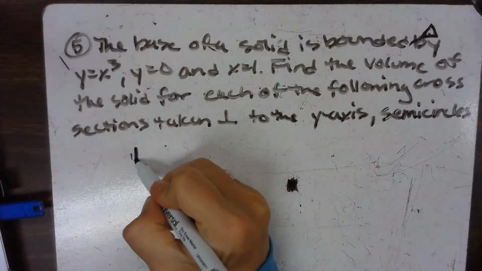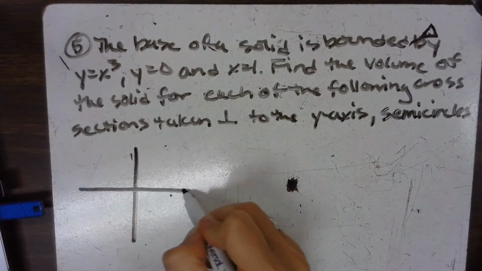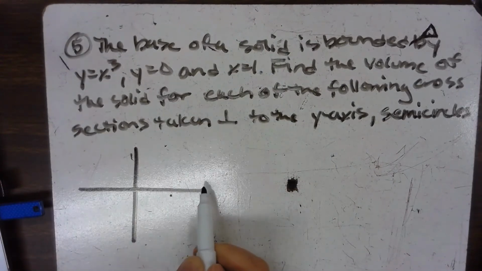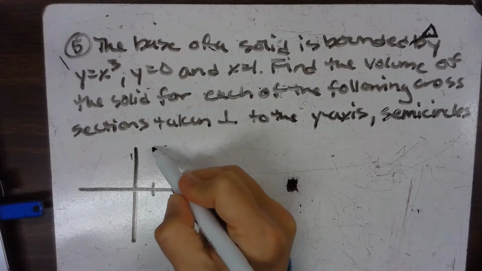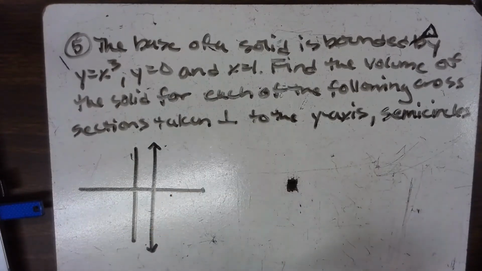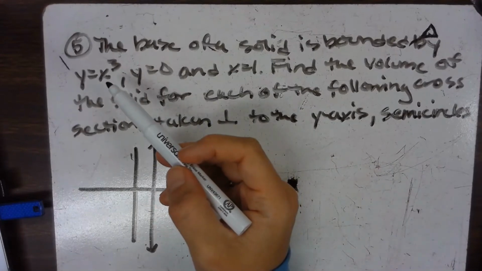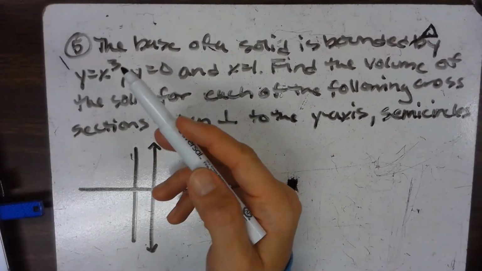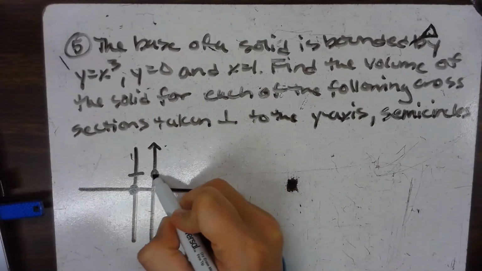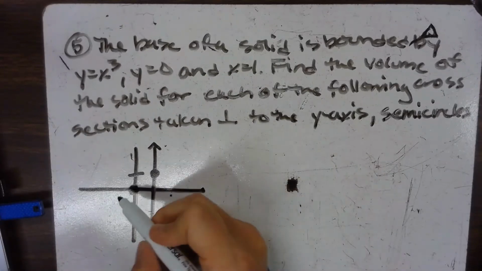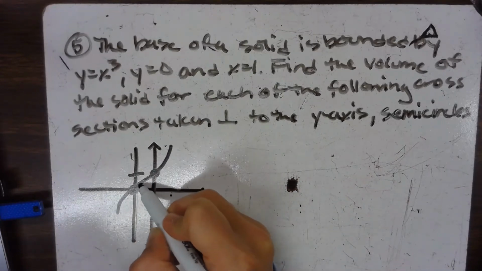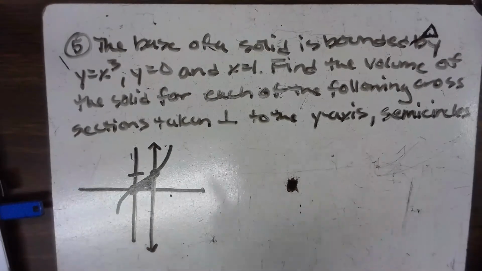All right, here the y equals 0 is going to be the x-axis right here. X equals 1 is right here. And then here, remember, when I plug in 0, I get 0, 0. When I plug in 1, I get 1, 1. So it's going something like that. So it's this area right here.